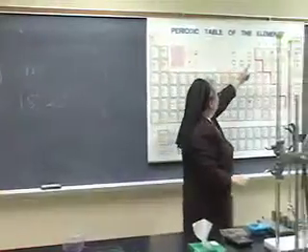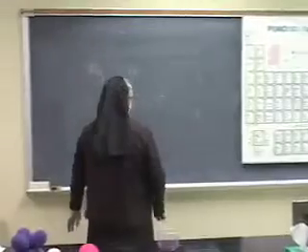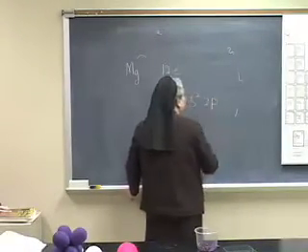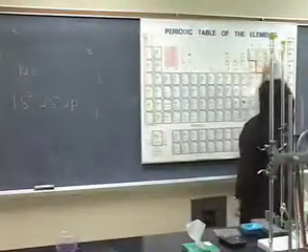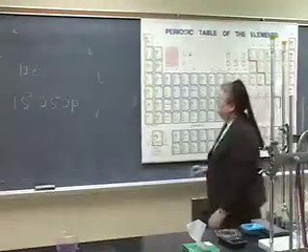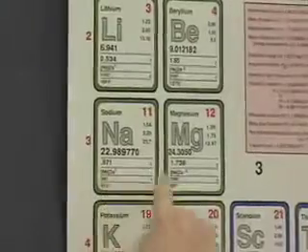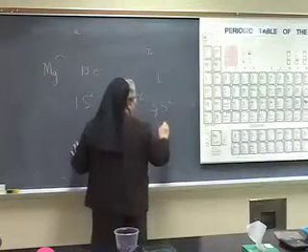Then I come over to here. I'm still in the second level, right? And I have now 2p, and I fill that up. 1, 2, 3, 4, 5, 6, 2p6, and I'm going to magnesium. And I get down here, I'm on 3s2, and that's it.